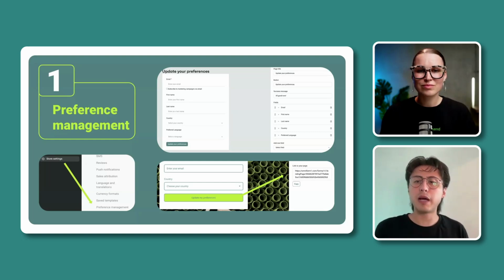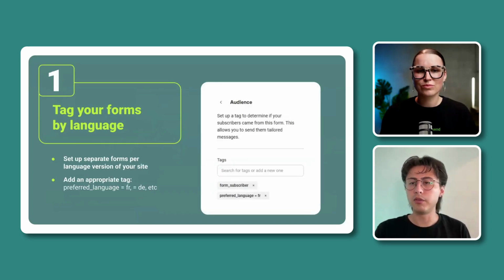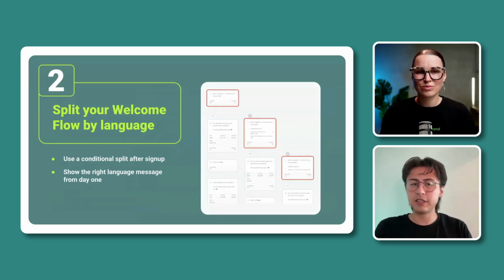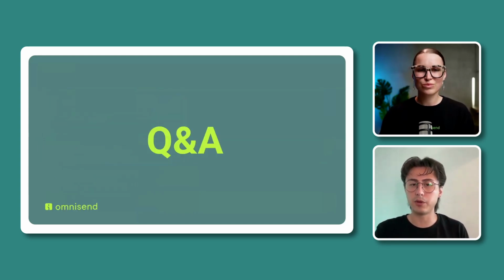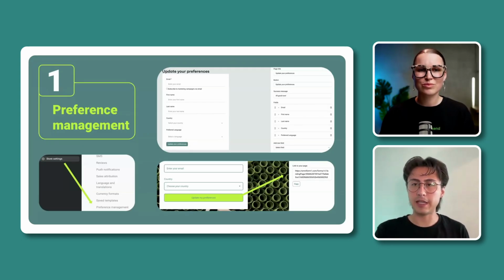But if not, we just trace back to what we spoke about in the last couple of slides. In the last three, we're just going to go back here: tag your forms by language, split your welcome flow, and try the AI translation for your next campaign. Those are the three first things that I would suggest you do from day one, not to overwhelm you, and for you to see how this works and start getting comfortable with the tools, the segments, the forms and everything. So those are the three things I would suggest, plus what I spoke about right now regarding the preference management.